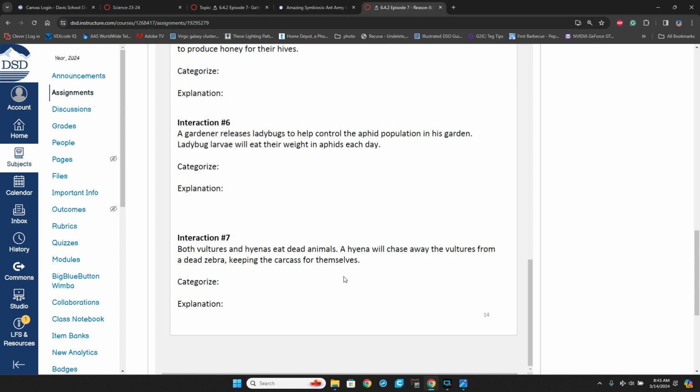And the last one, interaction number 7. Both vultures and hyenas eat dead animals. A hyena will chase away the vultures from a dead zebra, keeping the carcass for themselves. Is this mutualism, predation, or competition?